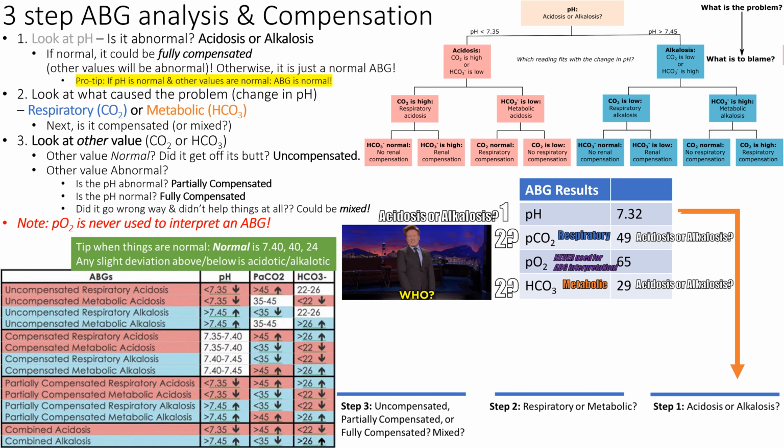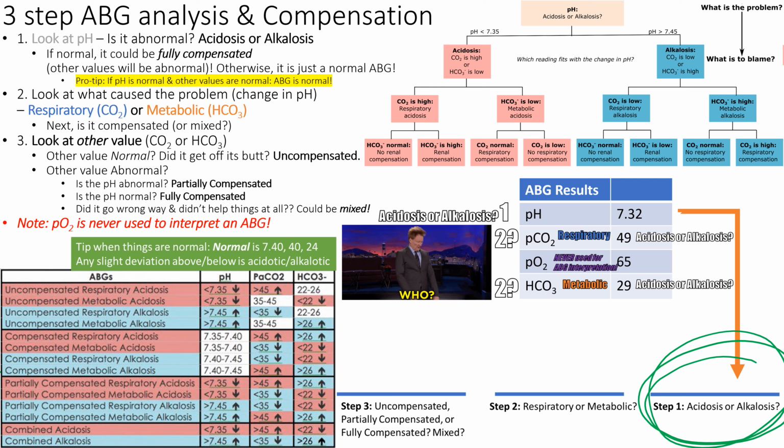Okay, so ABGs. We're going to have you interpret some ABGs, and we'll take a break, and we'll come back and discuss ABGs as well. But how do you do ABGs? Most of you should be familiar with ABGs, but just a quick recap: you're going to look at the pH first. So the pH is low or high. If it's low or high, we're going to say it's acidosis or alkalosis, right? That's our very first step.